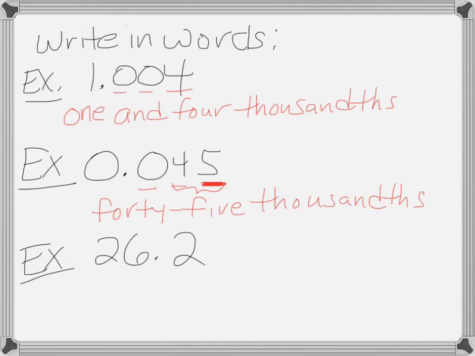The third example, 26.2. So our whole number is 26. Then the word and. To the right of the decimal, the first digit is in the tenths place. So it'll be 26 and 2 tenths.